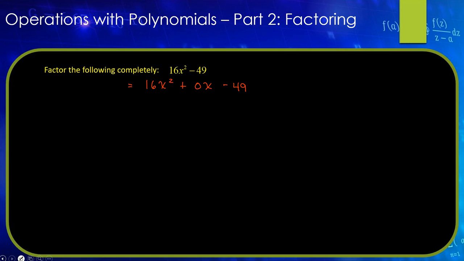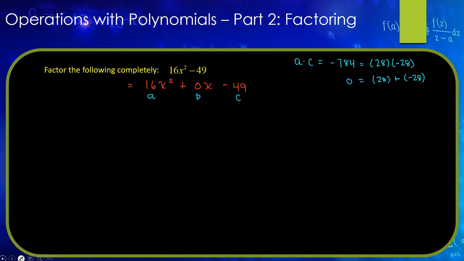When I do A times C, I get negative 784. The middle term, of course, is 0. So I want two numbers that multiply to give me negative 784, but when I add them together, give me nothing. And I find out that 28 and negative 28 are the two numbers that make that happen.